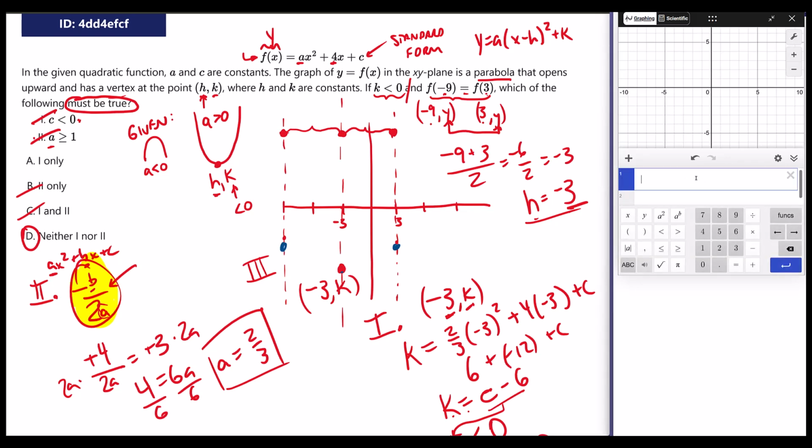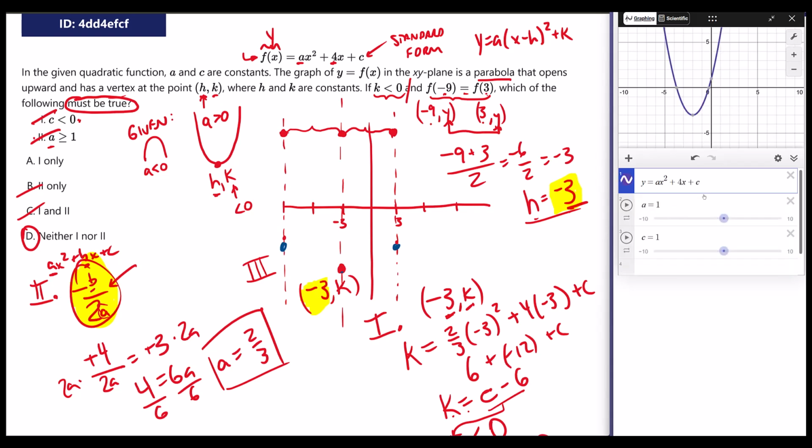Before I show you the Desmos method, though, you should know that you really do have to have this h value before you start using Desmos, or I should say at least it definitely helps to have that h value, that x-coordinate of the vertex. When you turn to Desmos, if you type in your given standard form equation here, ax squared plus 4x plus c, I'm going to add all sliders right now.